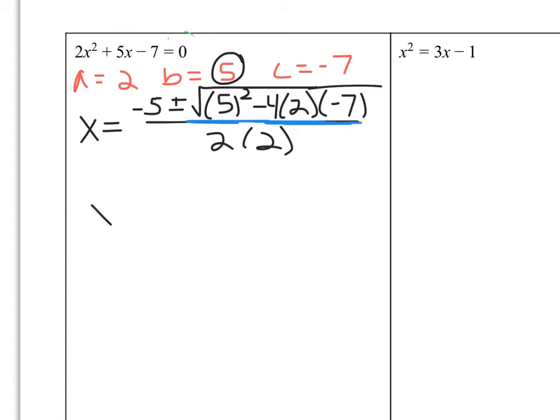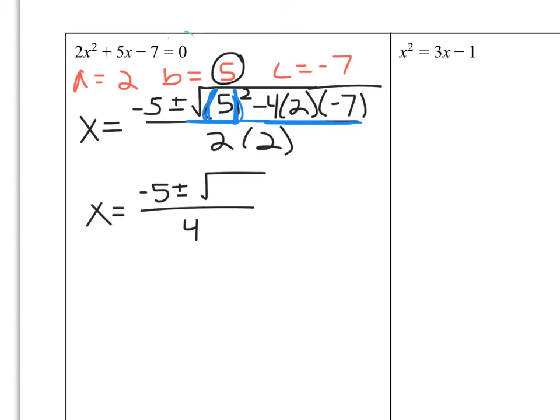My next step is going to be to focus on what is underneath the radical. So I'm going to write everything else. 2 times 2 is 4. And we're going to use our calculator to find what's under the radical. But make sure you put parentheses around your b that I'm squaring, because a negative number squared is positive. But if you forget to put parentheses, your calculator is going to tell you it's a negative.